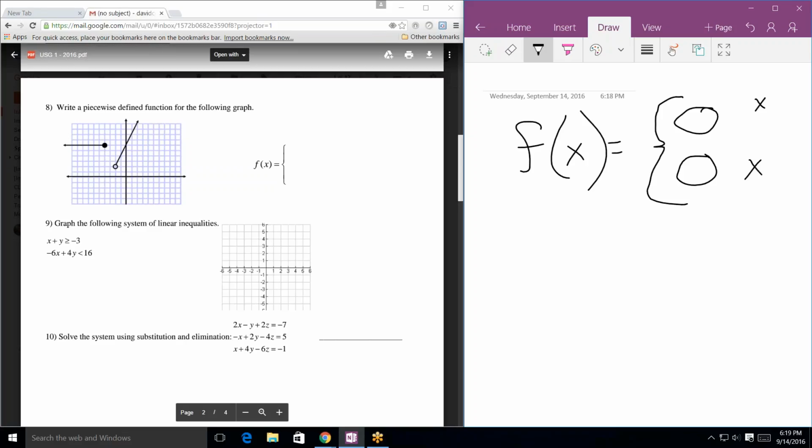X is less than or equal to what number? -4. Correct. Less than or equal to -4. And what is the function? What goes in place of the circle? This horizontal line there. How do you define that as a function? Not just -4. No, horizontal lines are always y equals some number. Vertical lines are x equals some number. So in this case, it would be equal to 6.